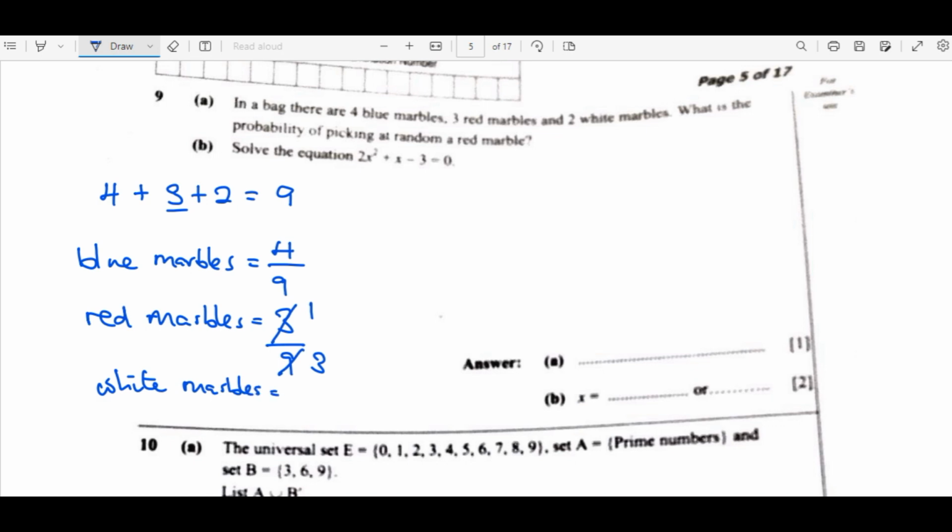So marbles is equal to 2 over 9. So this is the probability of picking a white marble. Now the question is, what is the probability of picking at random a red marble? So meaning a red one, this is the answer here, which is 1 over 3. So that is the answer.